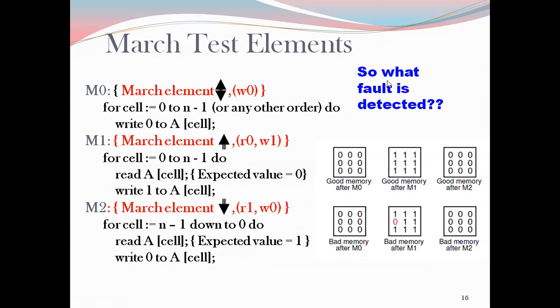Now, can we guess what fault is detected? Because the value didn't change from 0 to 1. So obviously this was a stuck at 0 fault in a particular cell. So this is how the March algorithm or March test algorithm is carried out and used for detection. Now we understand this detection process through the state transition diagrams which are used for interpreting these March algorithms.